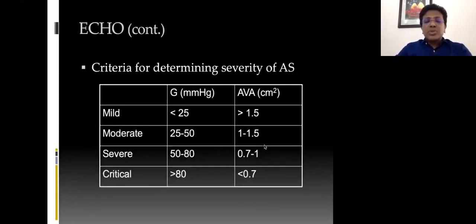So you can classify aortic stenosis depending upon the gradient as well as the valve area into mild, moderate, severe or critical. Mild is less than 25, moderate is between 25 to 50 millimeters of mercury, severe is more than 50 to 80 millimeters of mercury, and critical is more than 80 millimeters of mercury. Any valve area less than 0.7 is severe critical aortic stenosis.